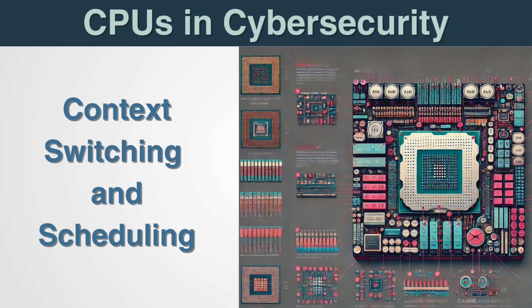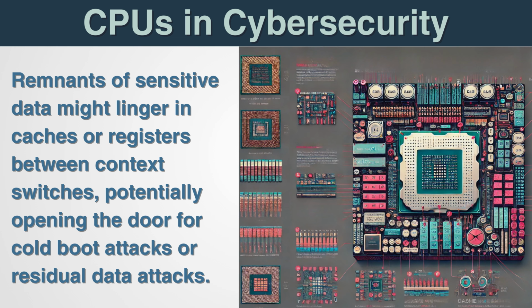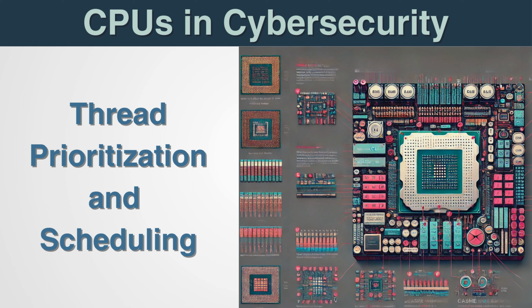The CPU's ability to rapidly switch between threads and processes is a double-edged sword. While it increases performance, it also means that remnants of sensitive data might linger in caches or registers between context switches, potentially opening the door for cold boot attacks or residual data attacks. Understanding scheduling algorithms and how the CPU allocates time slices can also help in detecting anomalous behavior that might indicate a time-based attack or resource exhaustion attempt.